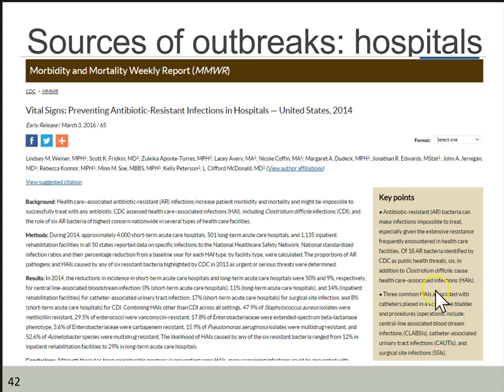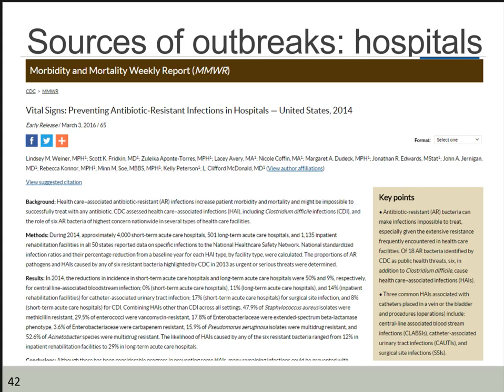So HAI refers to hospital-acquired infections. In this case, 3 common HAIs were associated with catheters placed in a vein or a bladder, and procedures included these different procedures, and all of these happen to include catheters. And so this was a particular case in which these infections were being spread in a hospital.